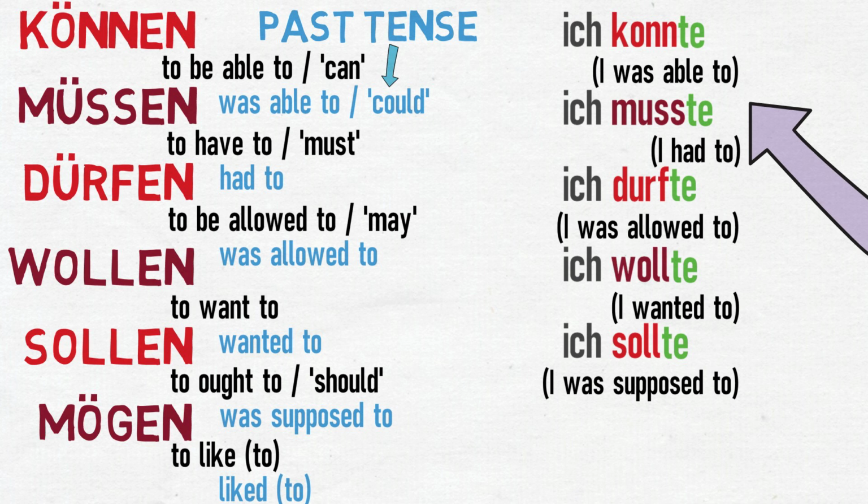For mögen, the stem changes, so it becomes moch. So the ich form is ich mochte, I liked or I liked to. Let's look at some examples.